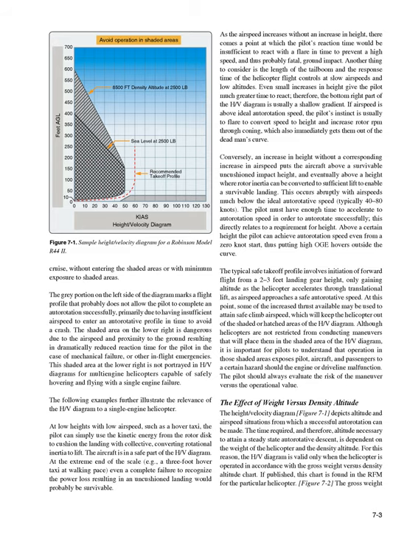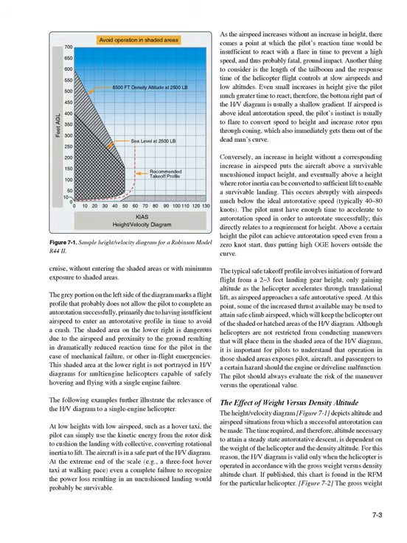The following examples further illustrate the relevance of the HV diagram to a single-engine helicopter. At low heights with low airspeed, such as a hover taxi, the pilot can simply use the kinetic energy from the rotor disc to cushion the landing with collective, converting rotational inertia to lift. The aircraft is in a safe part of the HV diagram. At the extreme end of the scale, for example, a 3-foot hover taxi at walking pace, even a complete failure to recognize the power loss resulting in an uncushioned landing would probably be survivable. As the airspeed increases without an increase in height, there comes a point at which the pilot's reaction time would be insufficient to react with a flare in time to prevent a high-speed, and thus probably fatal, ground impact.